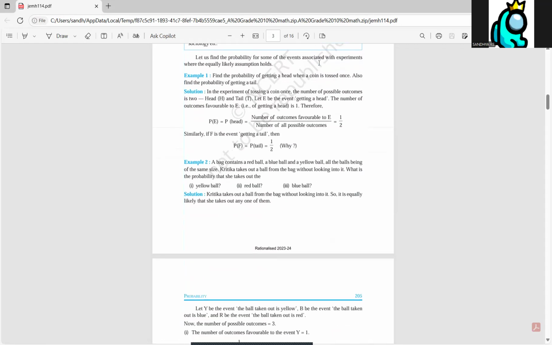Find the probability of getting a head when a coin is tossed once. And find the probability of getting a tail. Already we discussed the same thing.